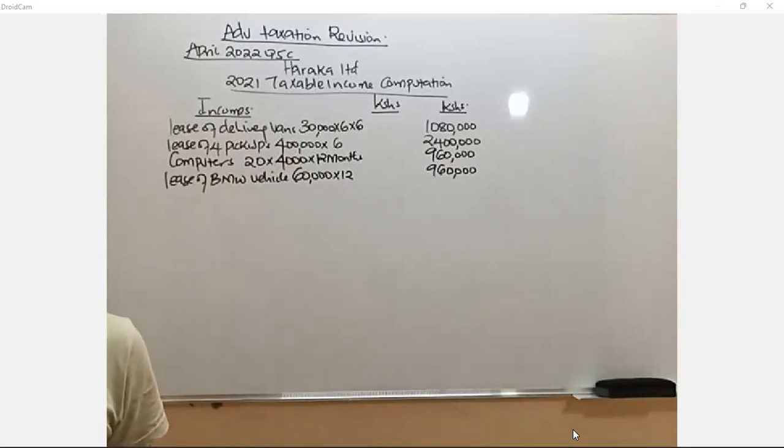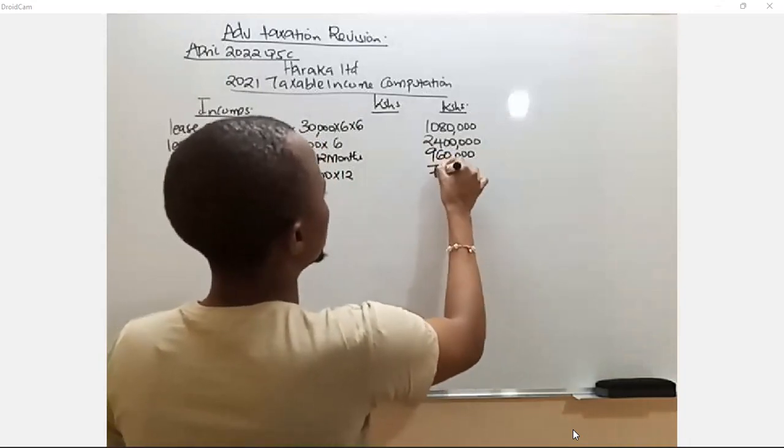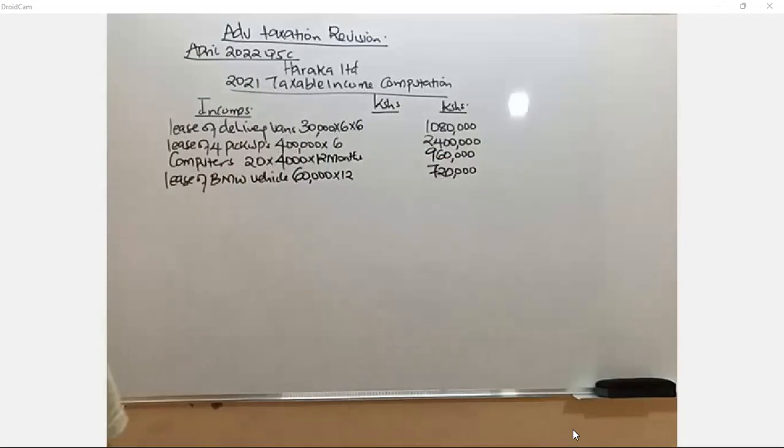Next, we have two Land Cruiser Prado vehicles. 60 times 12 is 720. Two Land Cruiser Prado vehicles leased to Z Limited contractors at an annual lease charge of 1440 in total. The lease contract for one vehicle was cancelled on 30th June 2021 after Z Limited contractors failed to pay the lease charge for 4 months in the year.